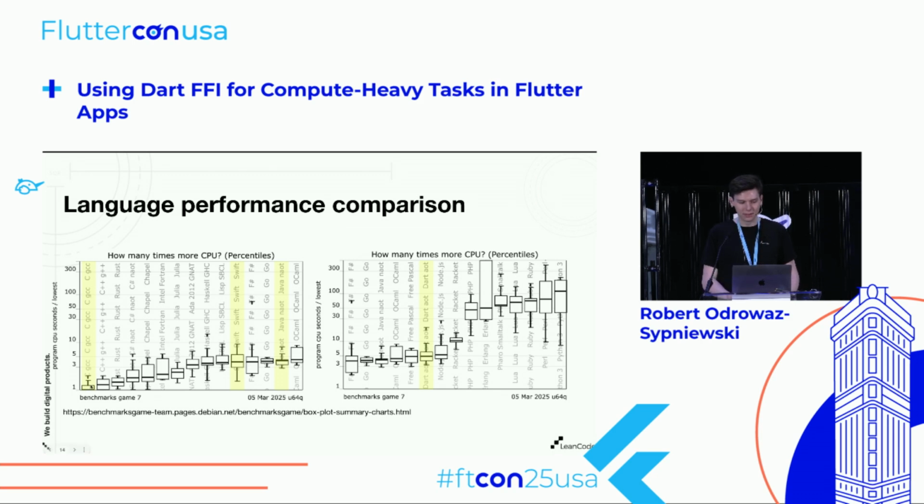Sure, I will try to speak louder. So C is the benchmark against which we are comparing other languages. So Dart isn't that fast, but it's still a lot faster than all of those interpreted languages over on the right.